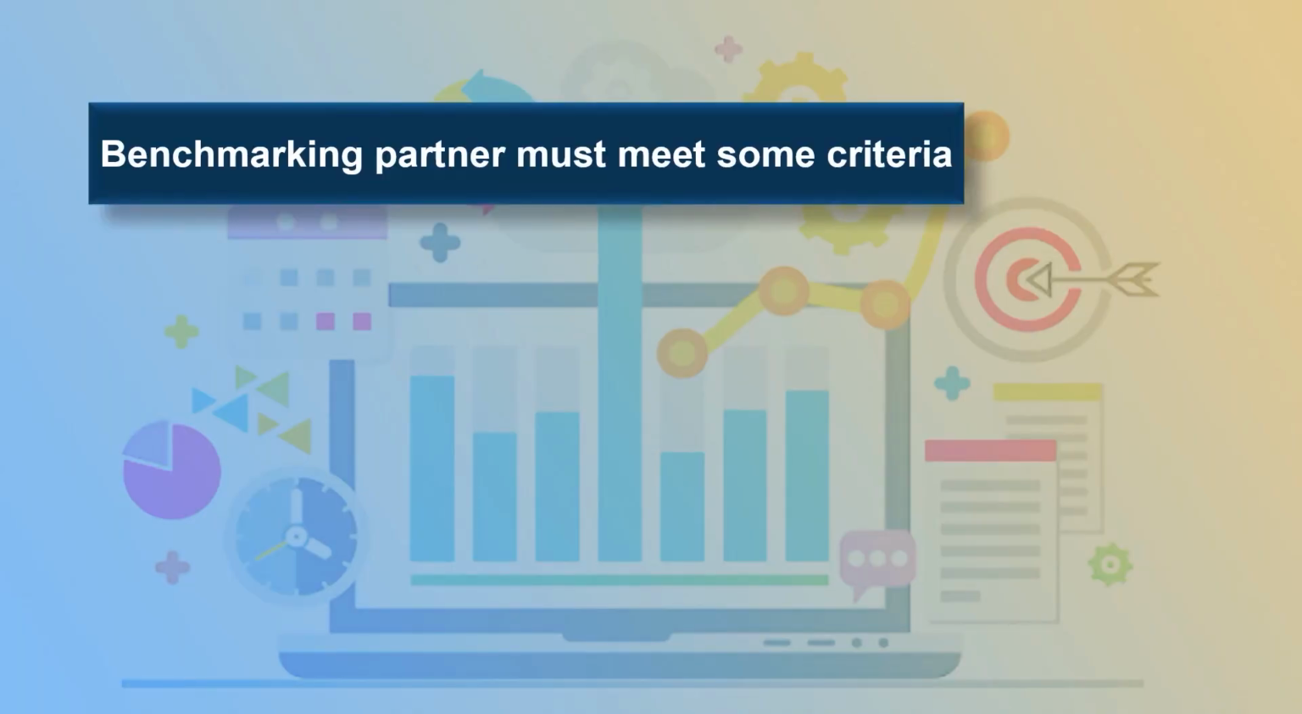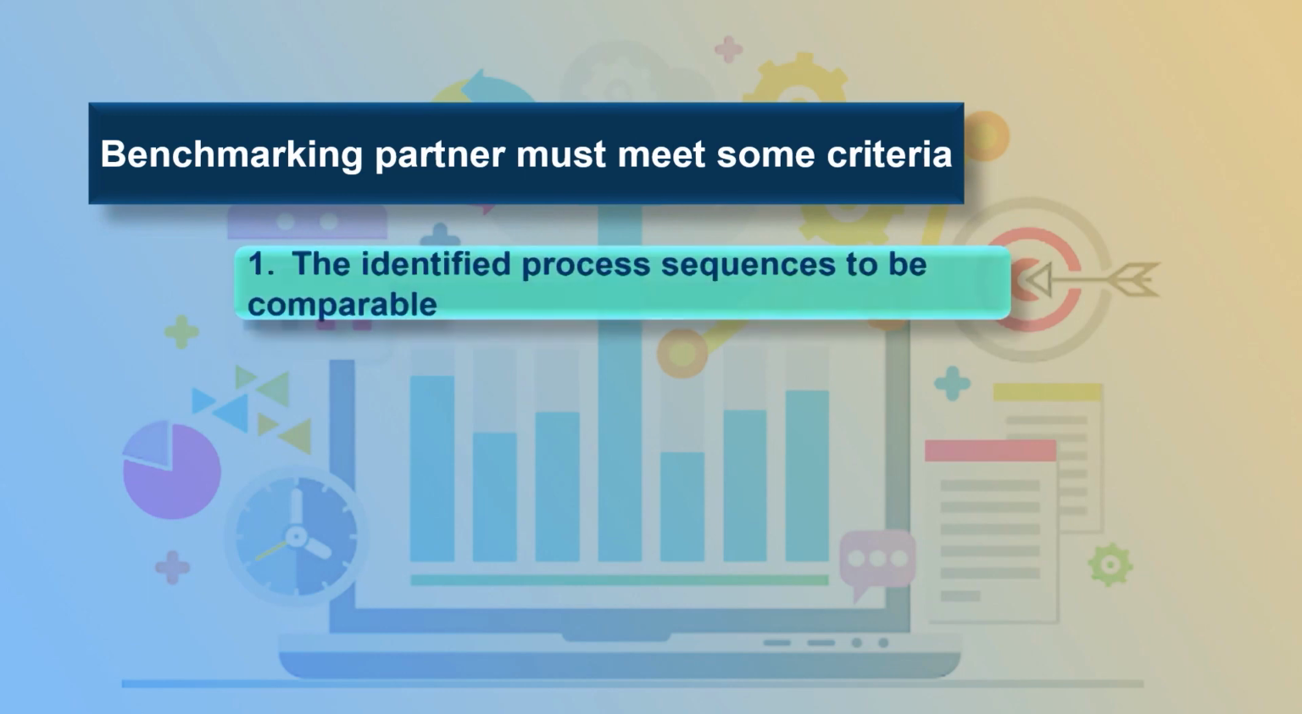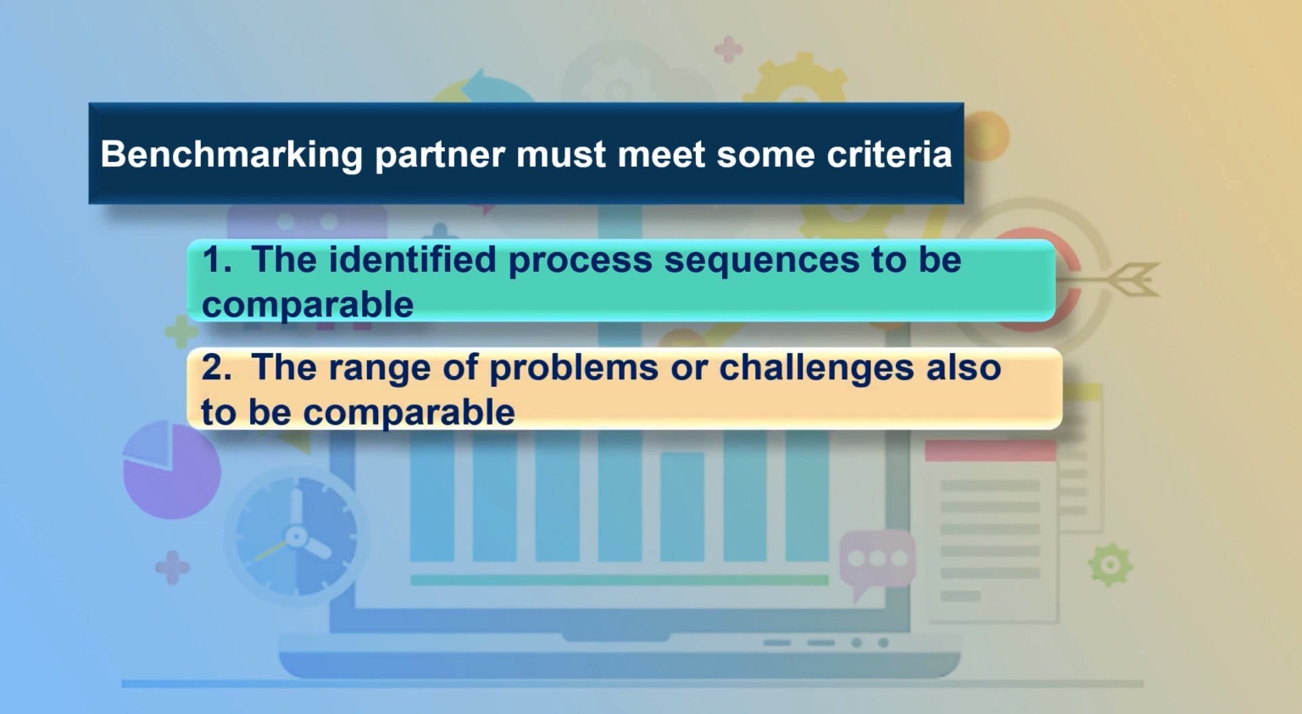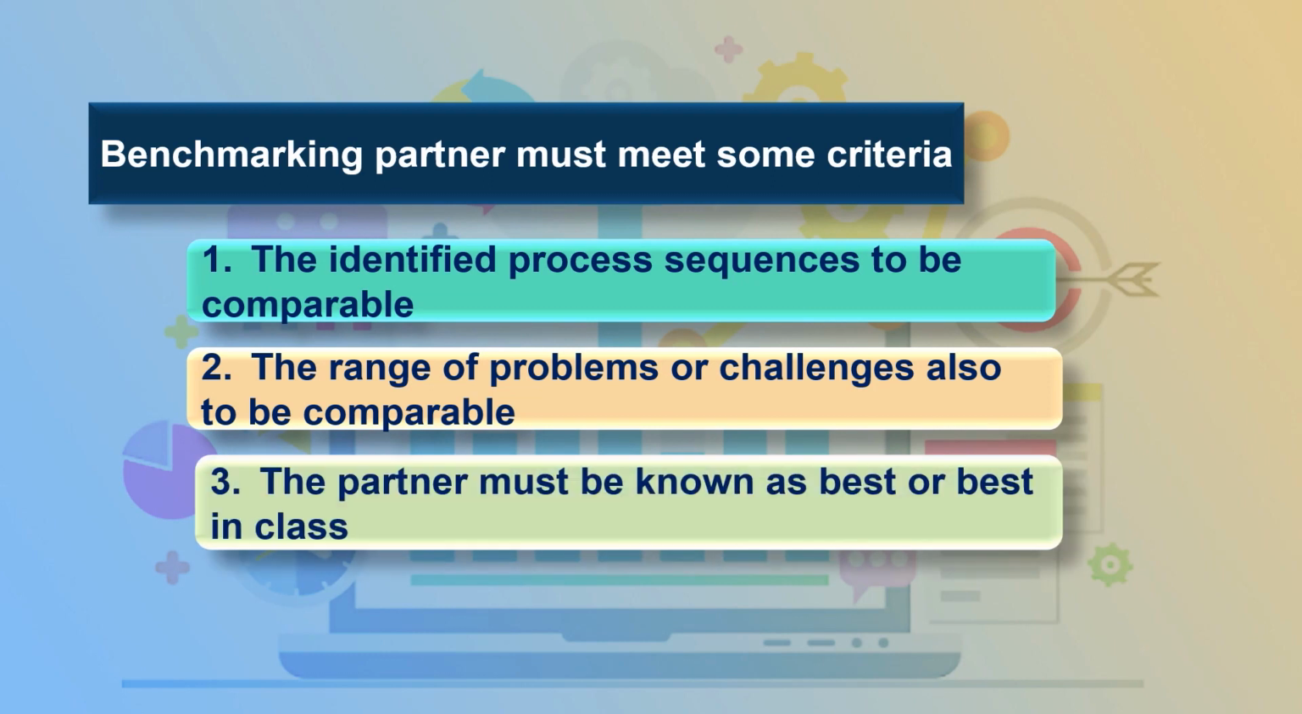To find the best suited benchmark partner for the institute, the benchmarking partner must meet some criteria. Number 1, the identified process sequences to be comparable. Second, the range of problems or challenges also to be comparable. And the third one is the partner must be known as best or best in class.